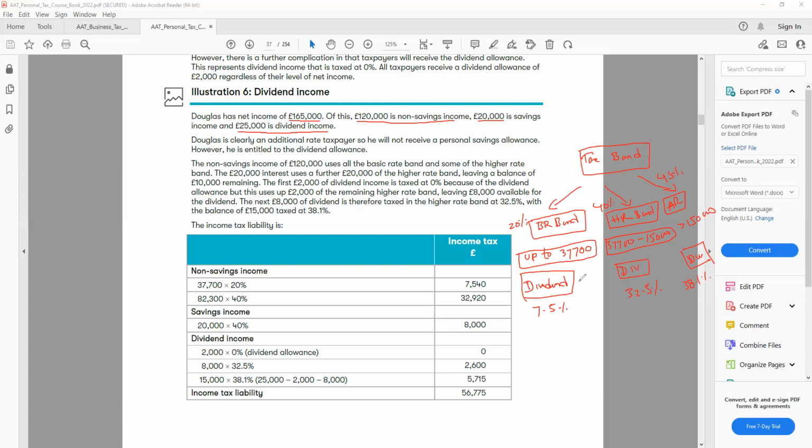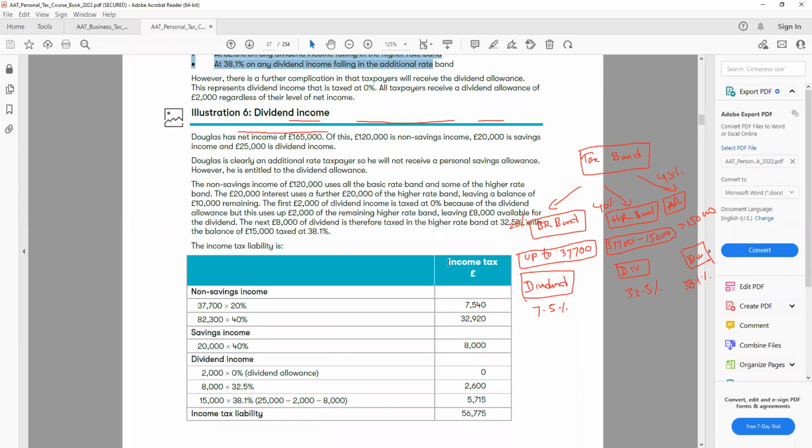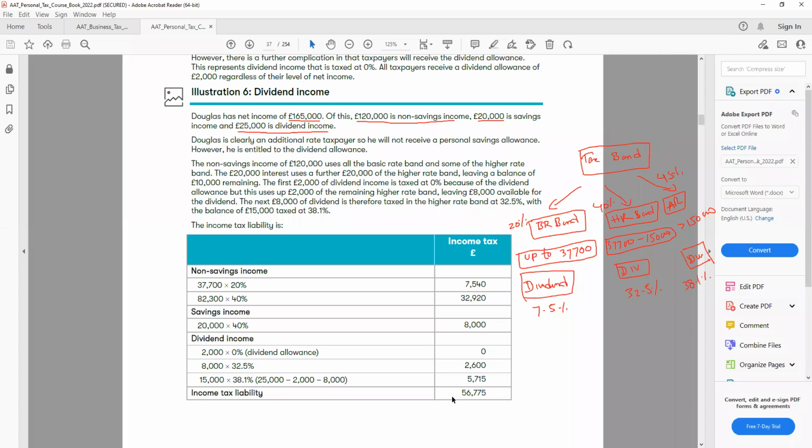Now, if you go a little bit up, there is some explanation for that. So basic, higher, and additional. But the first thing we need to understand here, always separate the savings, non-savings, and the dividend. The reason is every single band can have a different sort of allowance. For example, for the non-savings, we know we don't have any allowance, but for the savings, we have an allowance. If someone is a basic rate taxpayer, if someone is a higher rate taxpayer, we can have an allowance, so we need to always calculate that.